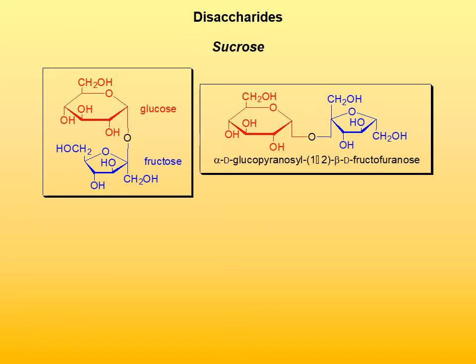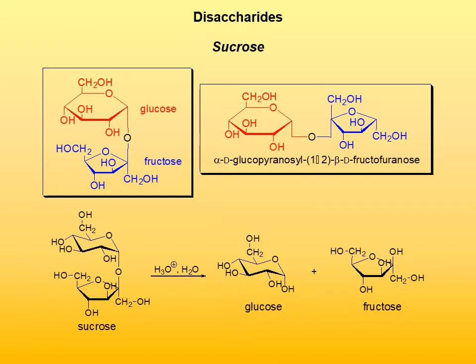Sucrose can be hydrolyzed, and hydrolysis can be carried out either by the enzyme sucrase, or by treatment with a dilute acid, such as hydrochloric acid. And of course, it's hydrolyzed into glucose and fructose. Glucose and fructose are, of course, reducing sugars, and so the hydrolyzed solution is a reducing solution.